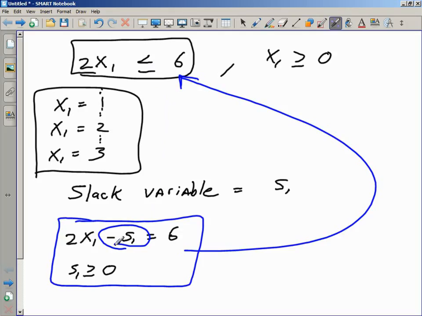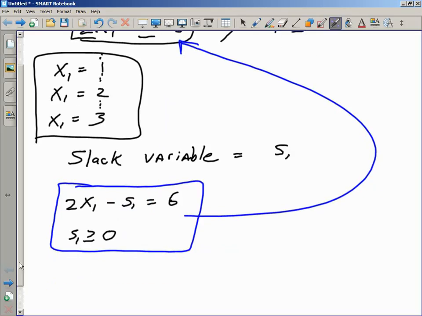Okay, so how does this work? Well, let's think about this just a moment. Okay, so if I plug in a value of x1 being equal to 1, then what does s1 have to be equal to? So if x1 is equal to 1, what does s1 have to be equal to in order for this equation to be valid right here? Let's see, 2x1, yeah, it would have to be equal to -4, right?